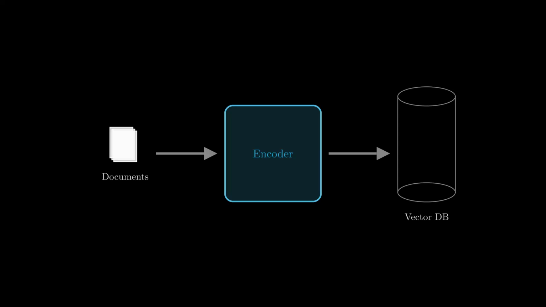Before we can perform a search, we need to prepare our knowledge base. This is a process called indexing. Think of this as the system reading the library before opening the doors to the public. We take our raw documents, articles, PDFs, or web pages, and feed them into our encoder. Inside this neural network, the semantic meaning of the text is distilled and transformed into a numerical vector. This vector is then sent to a specialized storage system known as a vector database.